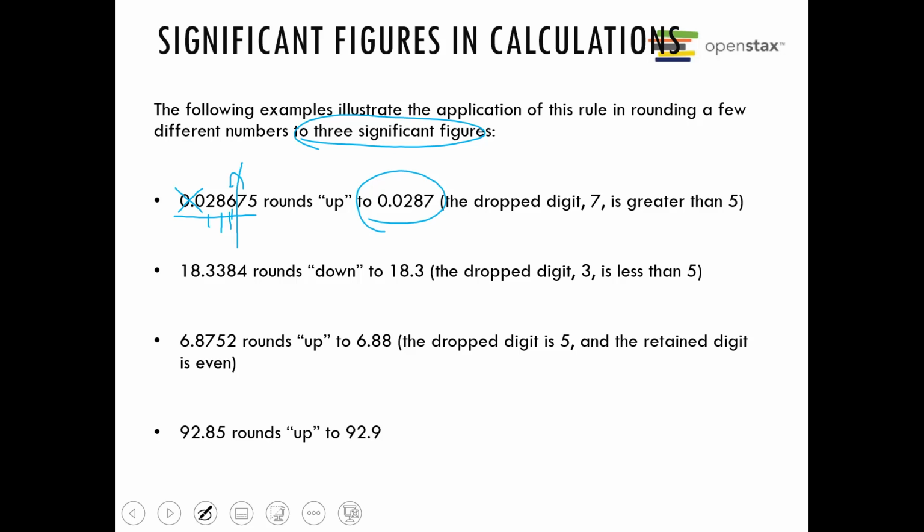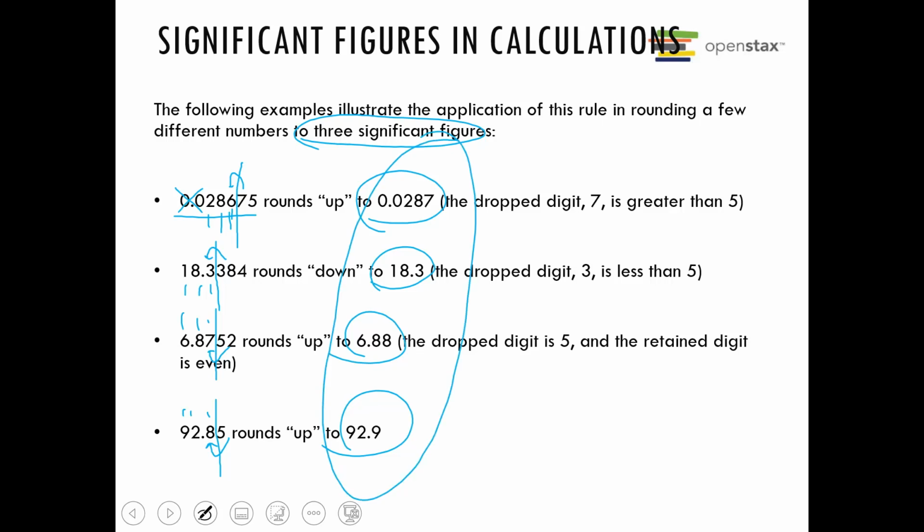Again, I would count significant figures. So that's 1, that's 2, that's 3. This 3 is not going to bump that 3 up. So it's going to remain at 18.3 for 3 sig figs. 3 sig figs here, I would count 1, 2, 3. I would draw a line there. That 5 would round that 7 up. So I would make this number 6.88. And lastly, 92.85, I would say 1, 2, 3. I would draw my line. That 5 is going to make that 8 a 9. So all of these now have 3 significant figures.